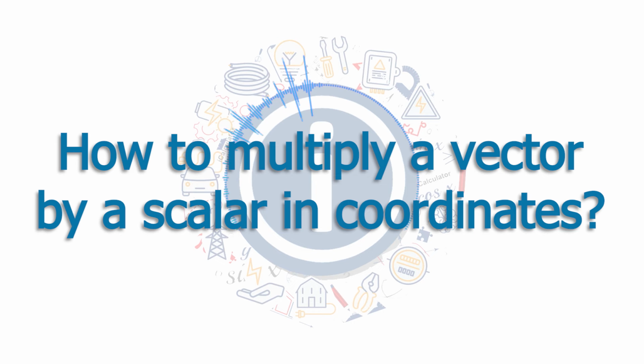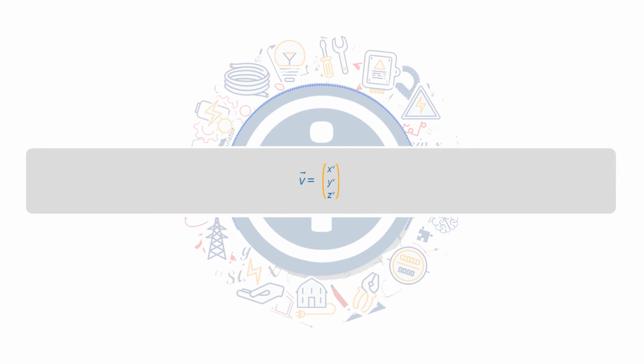How to multiply a vector by a scalar in coordinates. A vector is usually represented in coordinates as the equation on screen shows. When the vector is in two dimensions, its z-coordinate is not written, or it is simply written as 0. When the vector is written in this way, we assume the starting point of the vector is at the origin, 0, 0, 0, and the given coordinates represent only the vector tip.